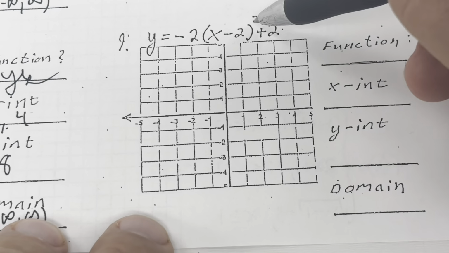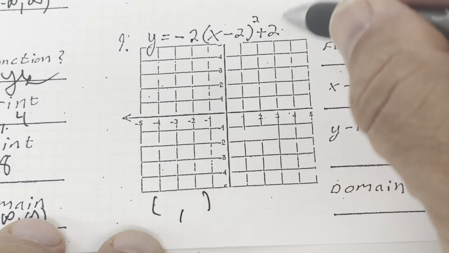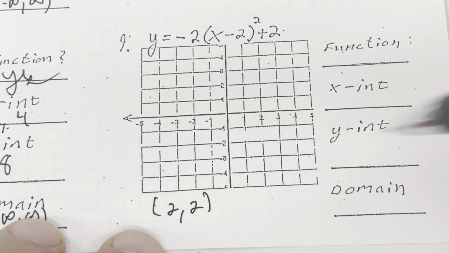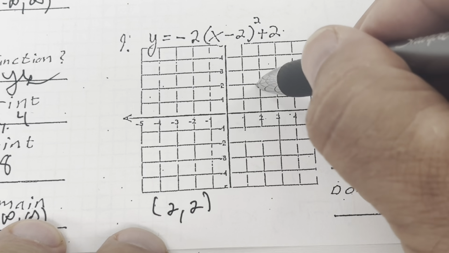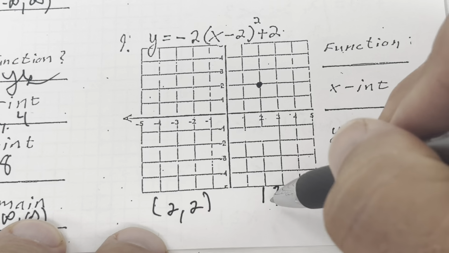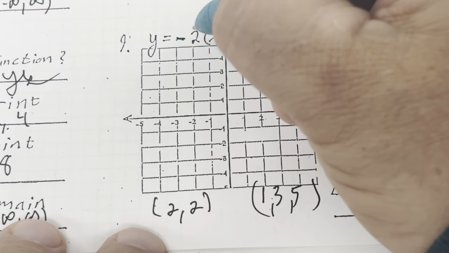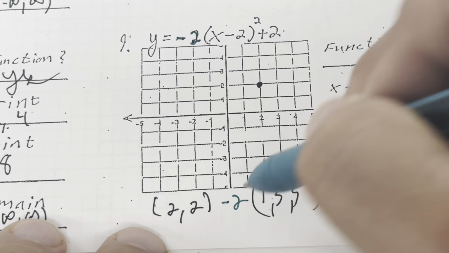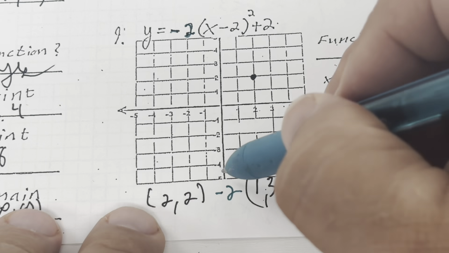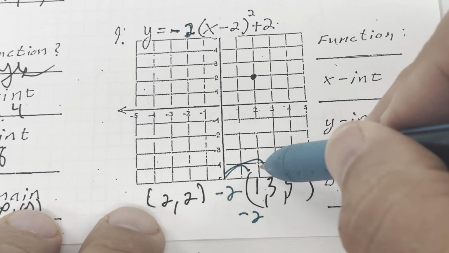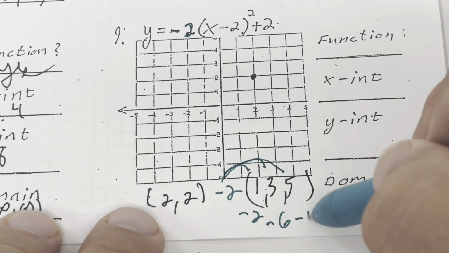Opposite same, it is a square, so opposite same, that would be 2, 2. I go right 2, up 2. I write down 1, 3, 5, but I have to be careful. I can't use the 1, 3, 5 because of this negative 2 out front. So I have to put a negative 2 out in front of my 1, 3, 5. That means it's going to be negative 2, negative 6, negative 10.